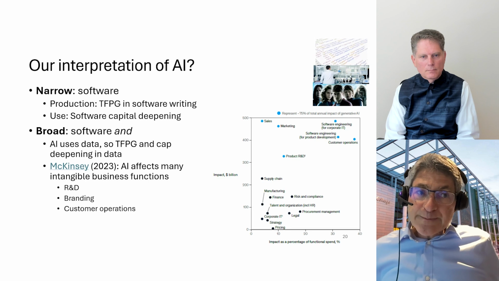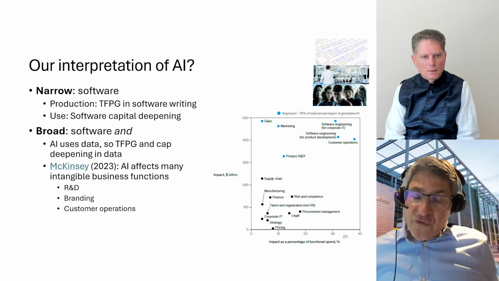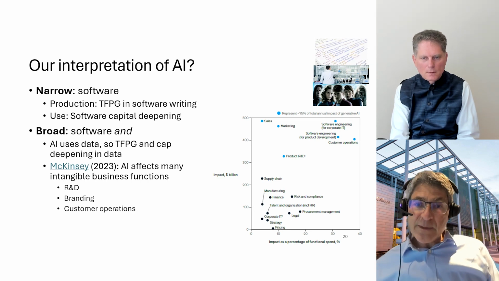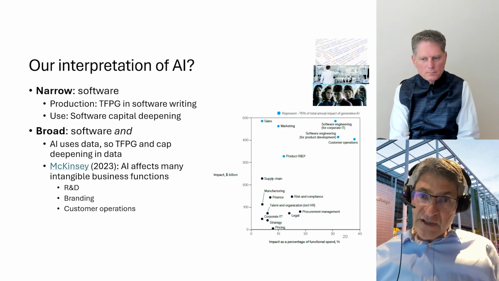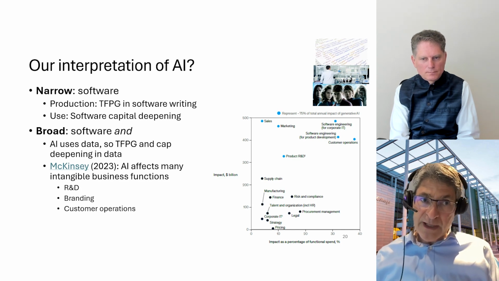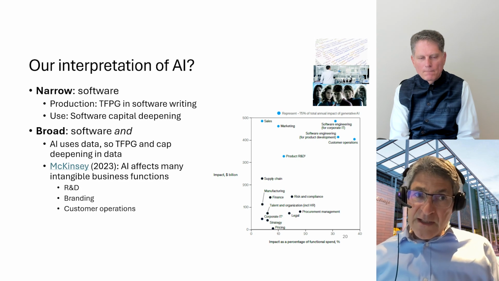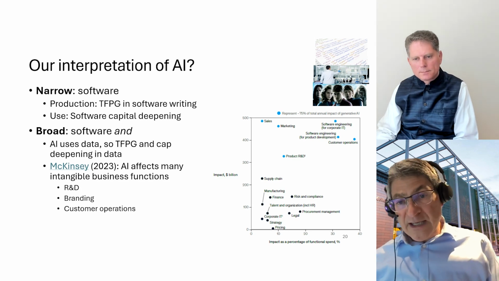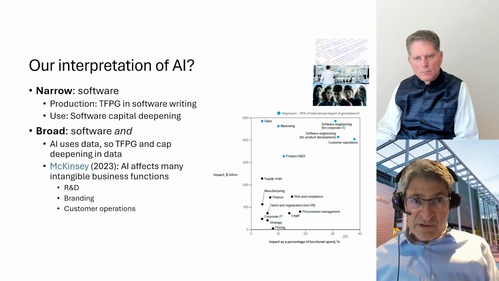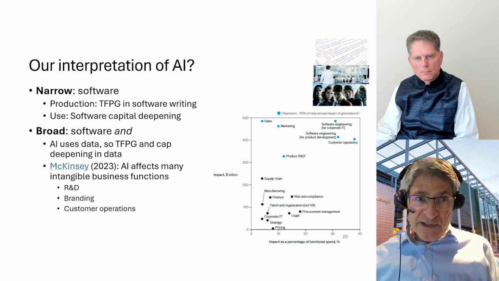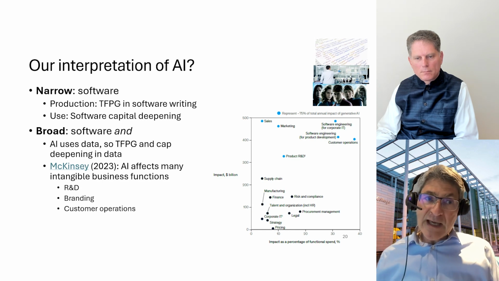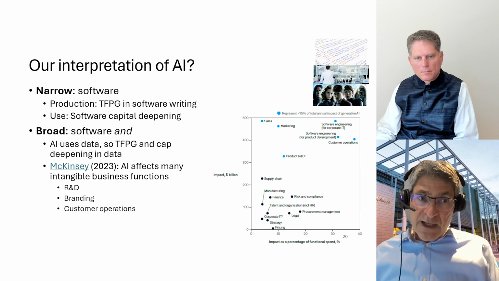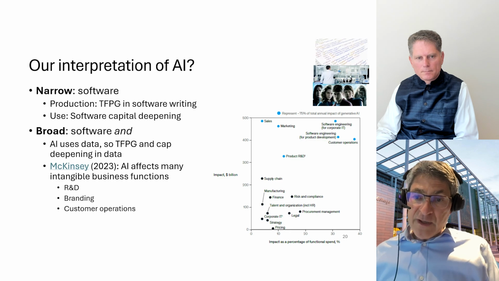And the second extension then relates to the work which is done on the management and the business side. So we mustn't forget that research and that constituency there. So here's some work by McKinsey. And as you can see on the left-hand side, the point there is that they go around asking businesses about their business functions and find that AI affects many intangible business functions. So there's a graph there on the right, and I apologize that's come out rather small. But what they find is that AI helps with R&D, with branding, and with customer operations. So again, it's not just software. It might be those other business functions as well.